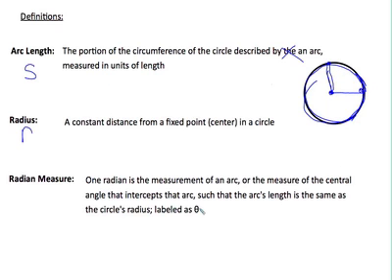And then our radian measure, like it says, is going to be labeled as theta. Radian measure is just a different way of labeling an angle measurement. We're used to seeing it labeled in degrees, but 1 radian is the measurement of an arc, or the measure of the central angle. So like we said, the measurement of an angle. And when you have 1 radian, the arc length is going to be the same as the radius, and we'll see more of that in a couple slides.